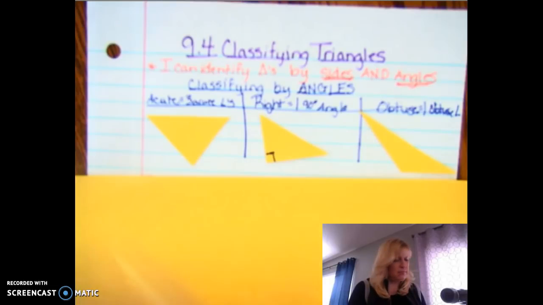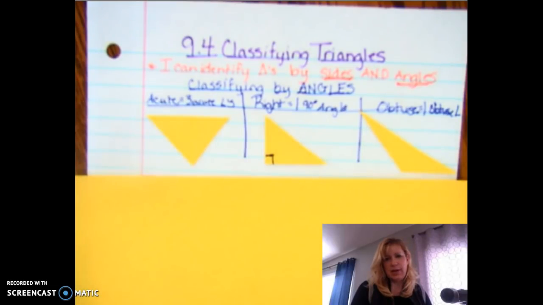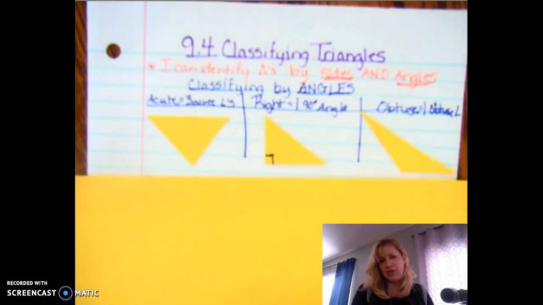Okay. A right triangle has one 90-degree angle. It is not possible to have two 90-degree angles in a triangle. You have one, and that makes it a right triangle. When you get into upper levels of geometry, there's something very special about right triangles where, if you know it's right, you can find the hypotenuse, but we shall not go there today.